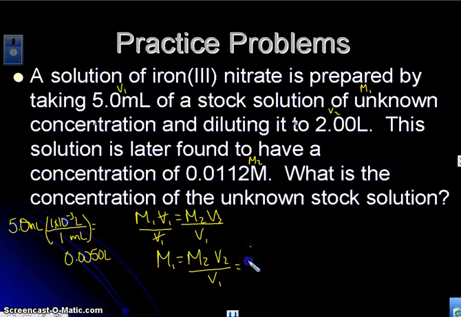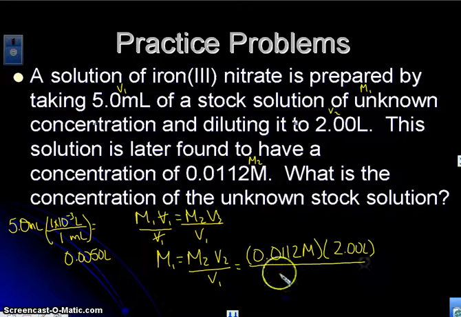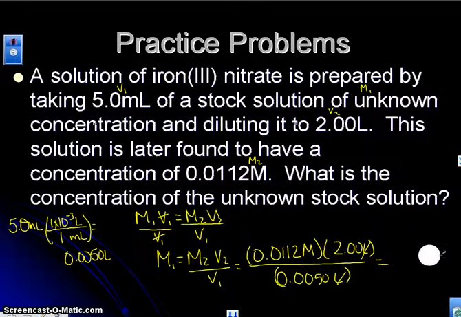Then we just substitute in our numbers: 0.0112 molar for M2, and our V2 is 2.00 liters. And for V1, remember we use our converted number, 0.0050 liters. You notice that our liters cancel out. That leaves us with our unit of molarity. And the answer here should be 4.5 molar. Remember, only 2 sig figs in your problem.